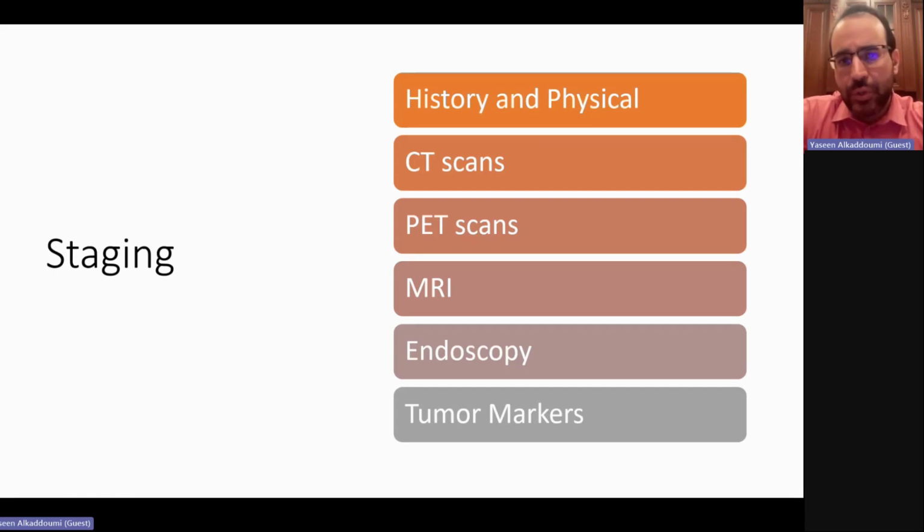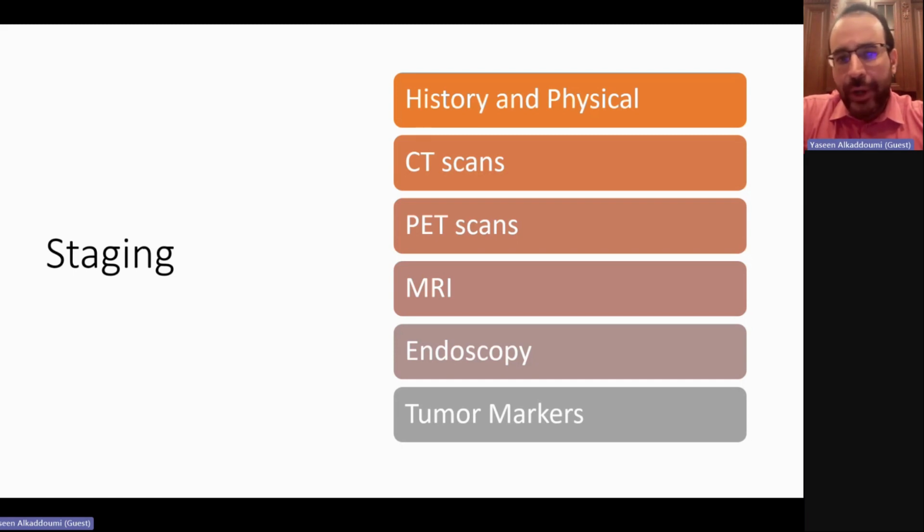How do we do the staging? We do a history and physical. We pay attention to any enlarged lymph node. We get our CT scan, contrasted CT scan. This is standard for all patients. PET scan, depending on the cancer. For esophageal cancer, we do PET scan.